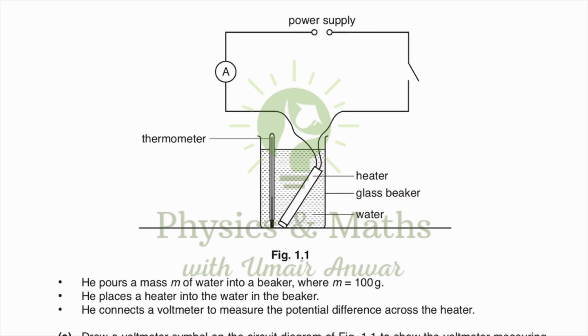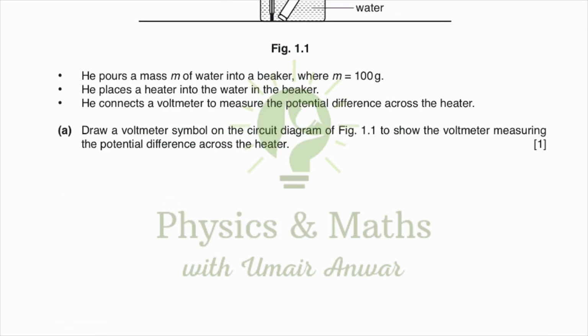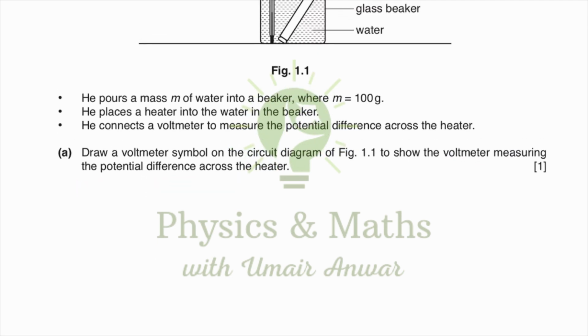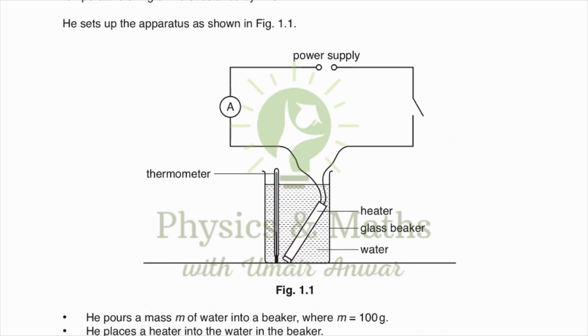Since this is the only component connected in the circuit, whatever the potential difference or the EMF provided by the power supply would be, the same potential difference is going to appear across the heater. In part A, the question says draw a voltmeter symbol on the circuit diagram of figure 1.1 to show the voltmeter reading the potential difference across the heater. So the voltmeter should be connected in a way that its reading should give us the potential difference across the heater. So there are two ways of doing it.